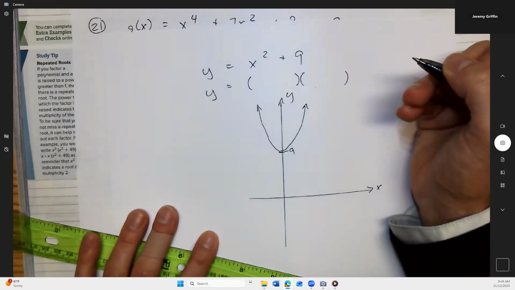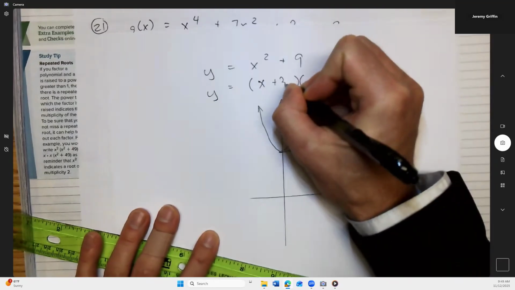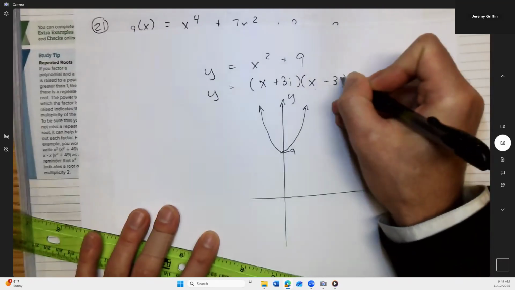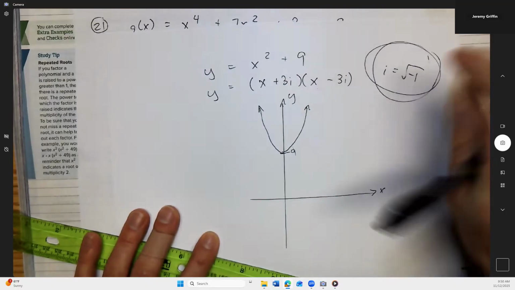It's a little bit weird. It's x plus 3i, x minus 3i. You guys remember that? Where i is the square root of -1. Right? You guys seen this before.